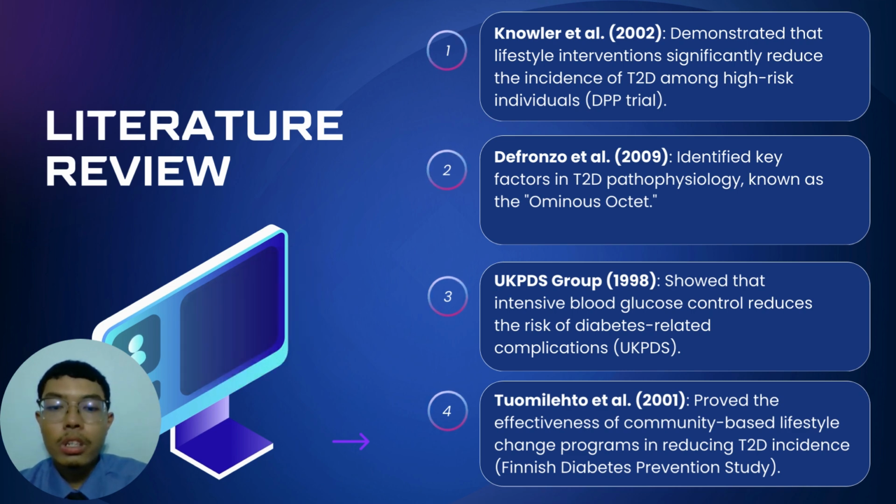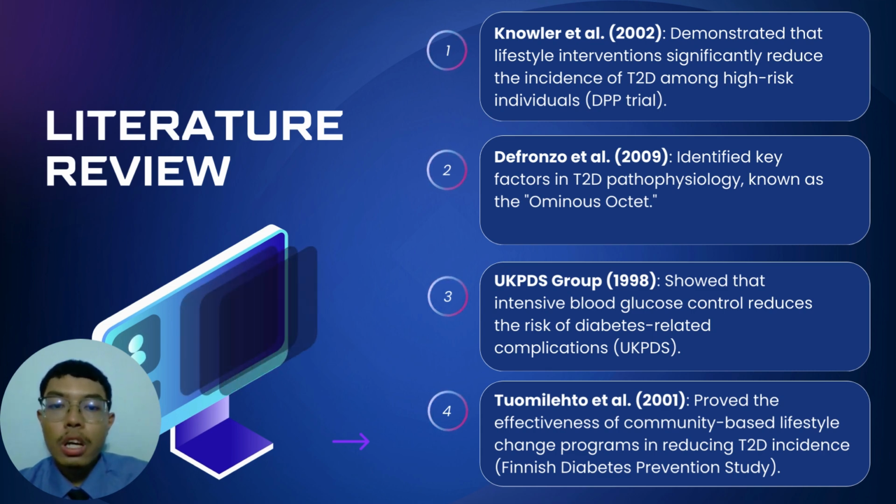For the second point, according to DeFronzo et al., the pathophysiology of diabetes involves complex interactions between genetic and environmental factors leading to beta cell dysfunction and insulin resistance. He also highlighted the ominous octet in T2D, which includes decreased insulin secretion, increased glucagon secretion, and increased hepatic glucose production, among other factors. Understanding these mechanisms is crucial for developing effective treatment strategies.